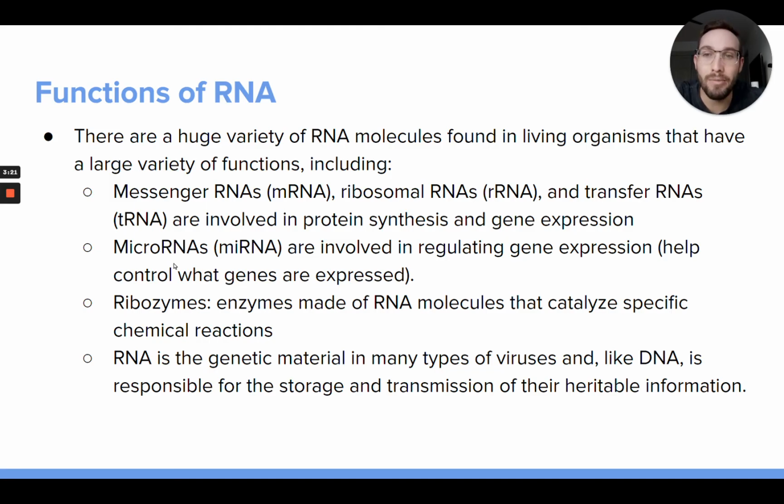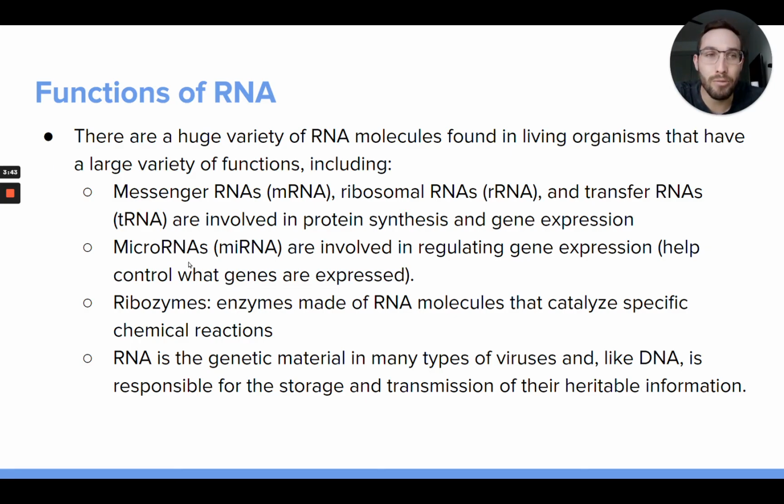The ones that are involved in protein synthesis are messenger RNA, ribosomal RNA, and transfer RNA, or we call them mRNA, rRNA, and tRNA. I'll talk a little bit about those in a moment, and then in the next set of notes, we'll talk a lot about them. But those are 3 types of RNA that are involved in protein synthesis.